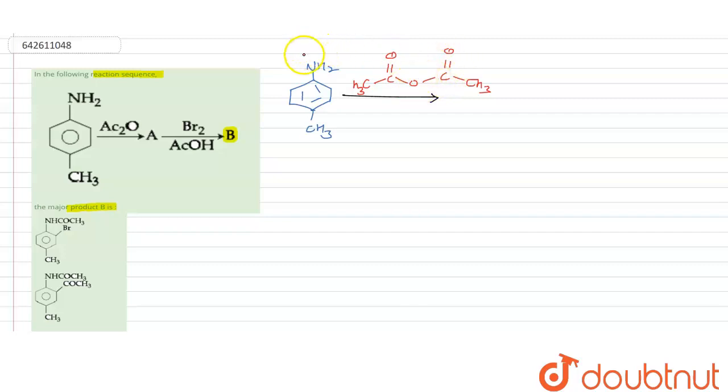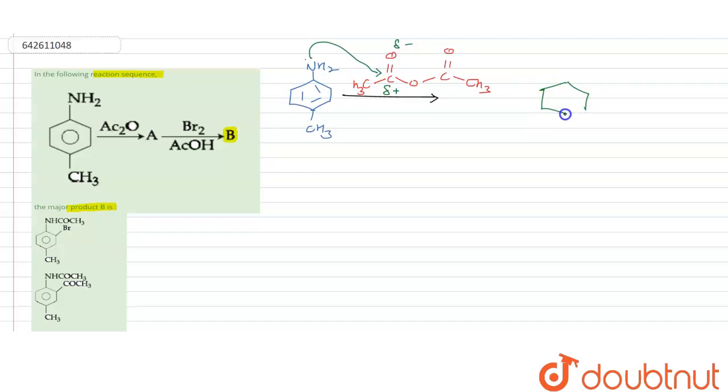Now there is a lone pair on the nitrogen. This lone pair will attack this electrophilic carbon. Because of the negative oxygen, this carbon becomes electrophilic, partial positive, and here it becomes partial negative. So this will attack here and the reaction proceeds in this way.